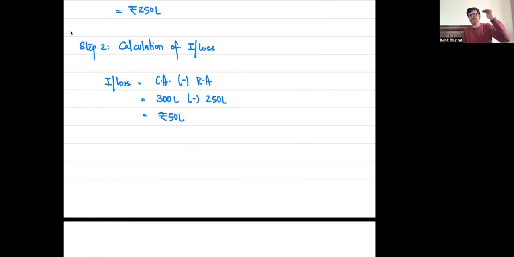All right. The asset was appearing in the balance sheet at 300. We want to bring it down to 250 because that is the benefit that we expect to receive. And hence we are recognizing an impairment loss of 50 lakh rupees. All right. Now let's also see the journal entry for this. So step number 3 is journal entry.